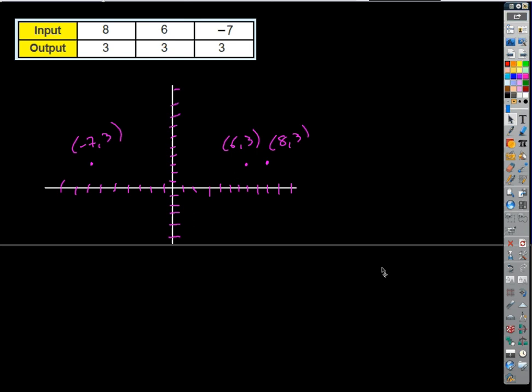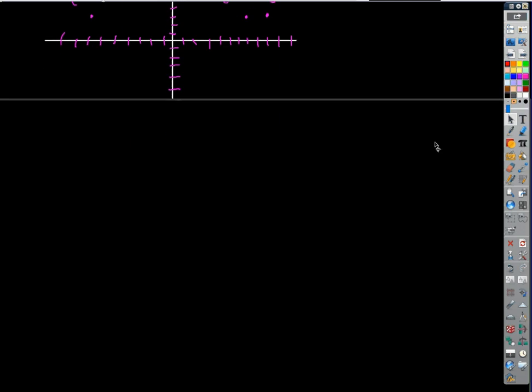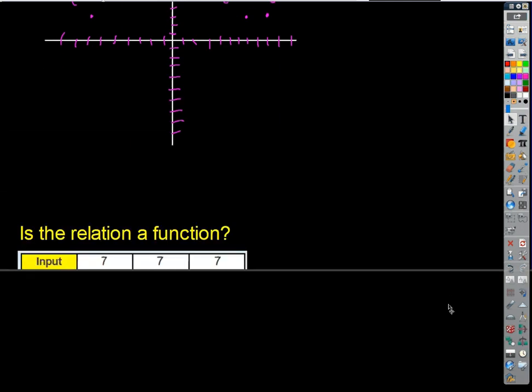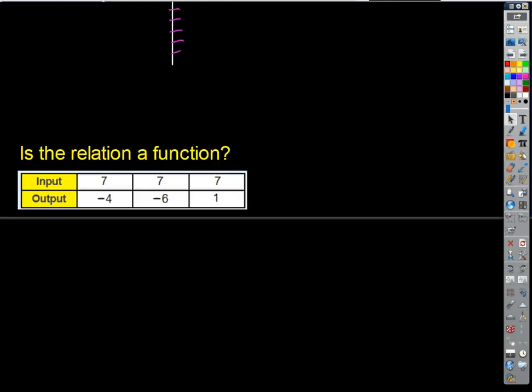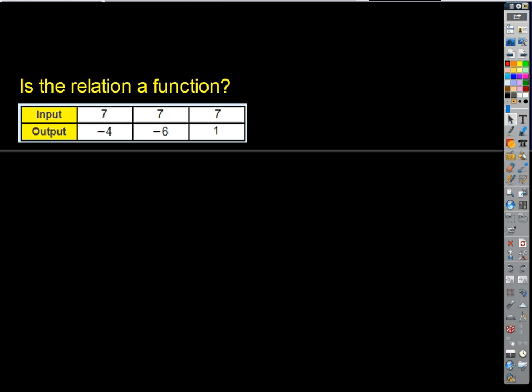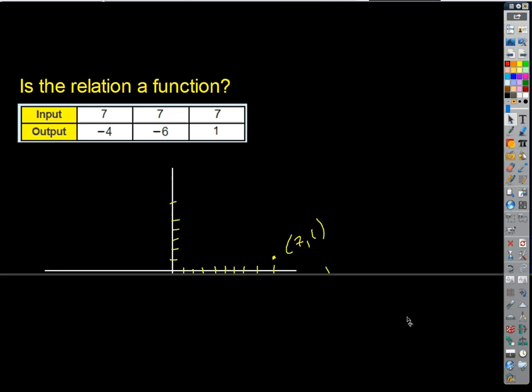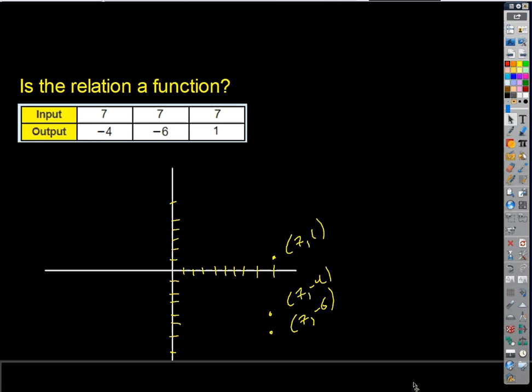Okay, but if we take a function or a relation like this guy, is it a function, yes or no? Not a function. I've got a single input that maps to 3 outputs. How are those points going to line up, do you think? Vertically. It's going to fail the vertical line test, isn't it? Right? Okay.